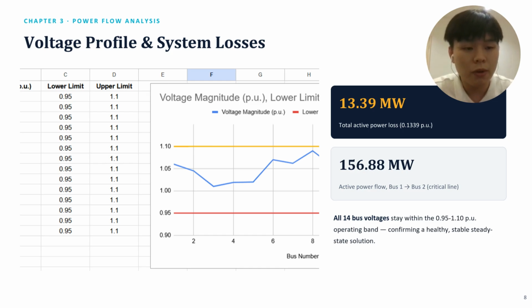Here is the result of the power flow analysis. As you can see on the voltage profile chart, every single bus is safely within the 0.95 to 1.1 per unit range. This confirms that we have a healthy, stable, steady-state system. We also calculated the total active power loss to be 13.39 megawatts, and identified the line from bus 1 to bus 2 as our busiest path, carrying about 157 megawatts. This result gives us a solid verifying baseline with normal operating conditions established.